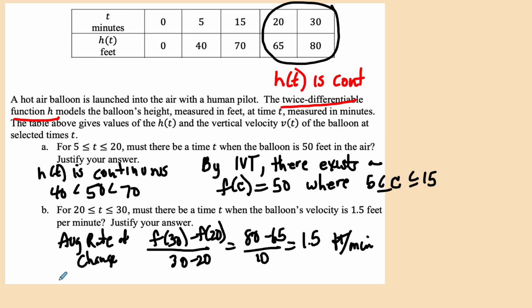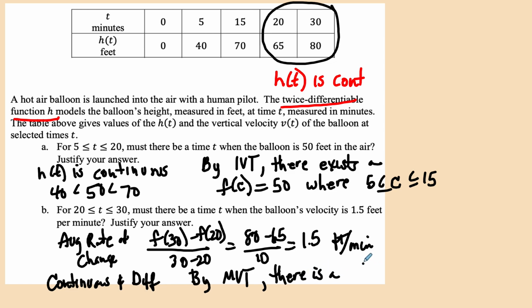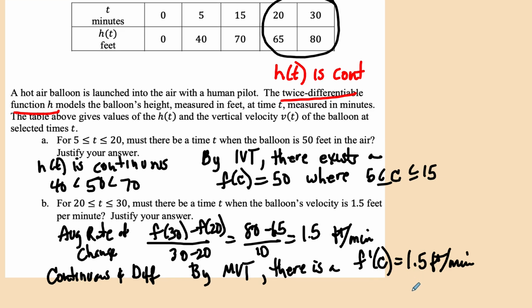So this is the average rate of change. But because this function is continuous and it's differentiable, which are the requirements of the mean value theorem, by the mean value theorem there is a c where f prime of c is equal to the average rate of change, which is 1.5 feet per minute. The mean value theorem does not tell us how to find it or where to find it. It's just that it exists. So we know that there's going to be an instantaneous rate of change that equals the average rate of change.